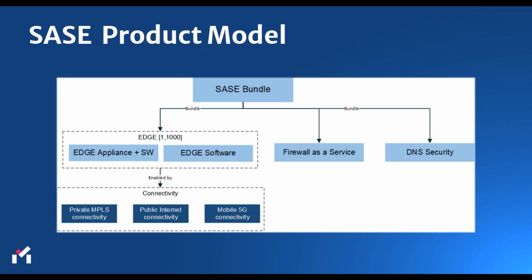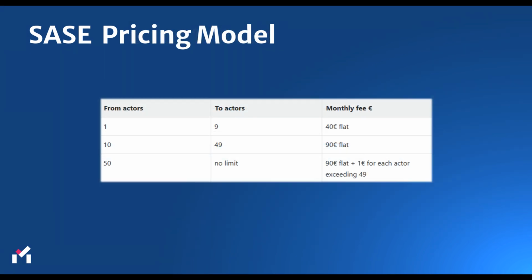Let's start with the product model. The SASE overlay product consists of multiple edges, with each edge requiring an underlying connectivity service. Additionally, Firewall as a Service and DNS security are included as part of the bundle. We will use a tiered pricing model where the number of actors determines the tier. If the number of actors exceeds 50, an overage fee will be applied.